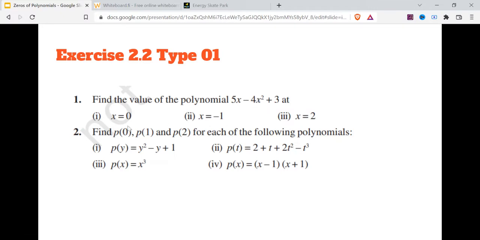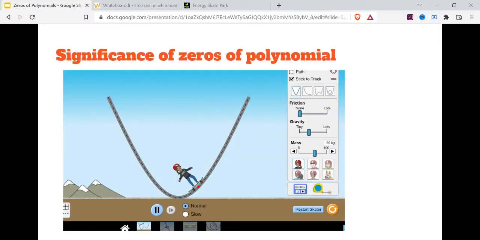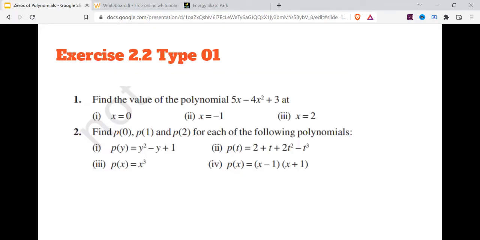So at x equals 0, at x equals minus 1, or at x equals 2, the polynomial does not become 0. So none of the values are zeros of the polynomial. As I showed you in the previous question, where x equals minus 2 was resulting in the polynomial being 0, then you can say that this is a zero of the polynomial. Now similar types of questions are there in the second part.